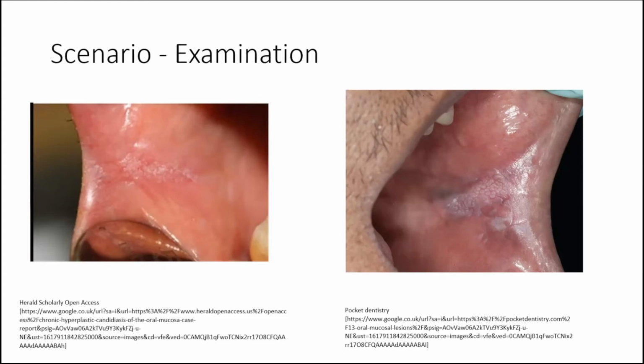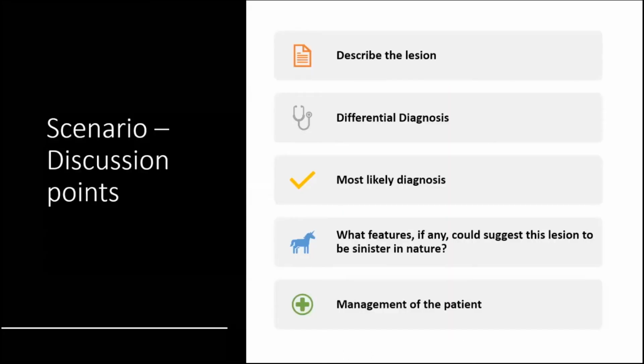So what are the discussion points? As I said, this is what we usually ask in Vivas in Manchester, but that is what all oral med will look for. Describe the lesion, give a differential diagnosis, give a most likely diagnosis, consider if any features could suggest this lesion to be sinister in nature, and how would you manage the patient.